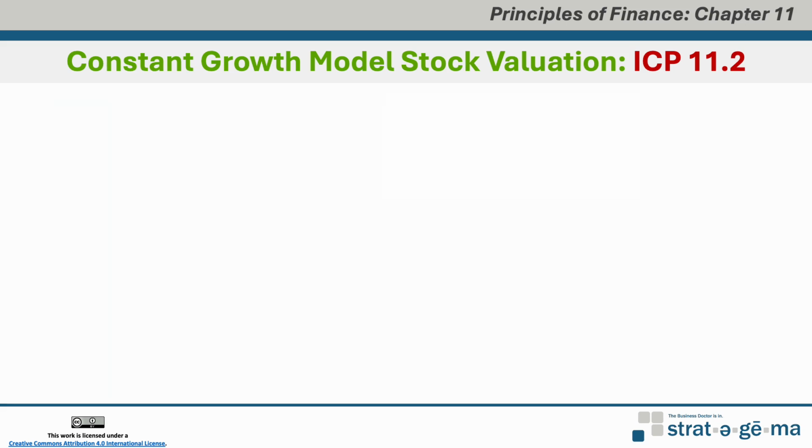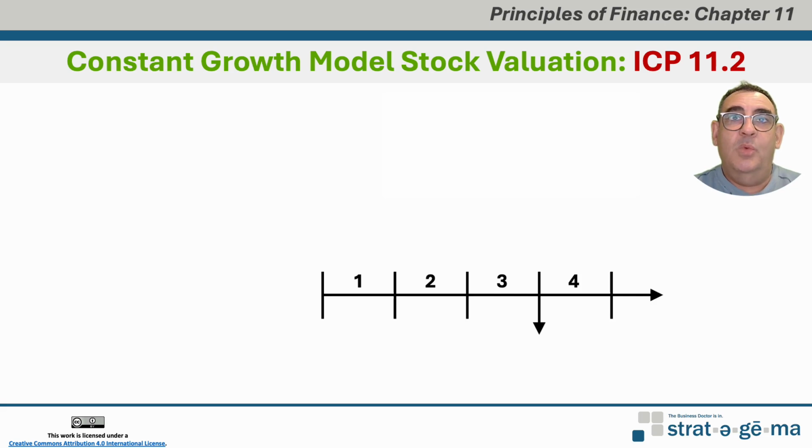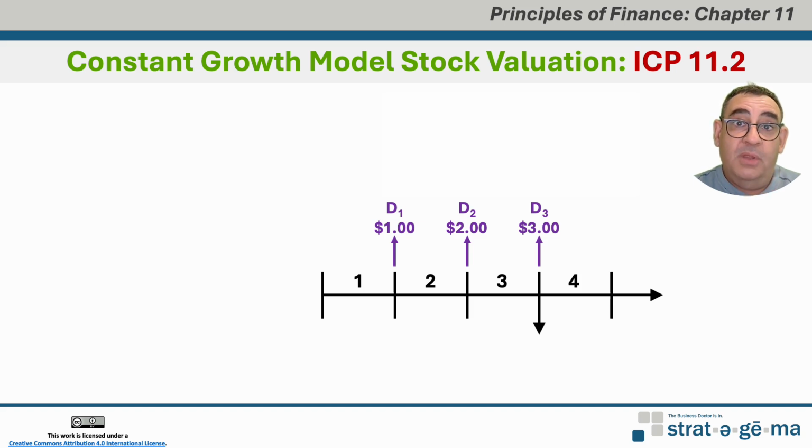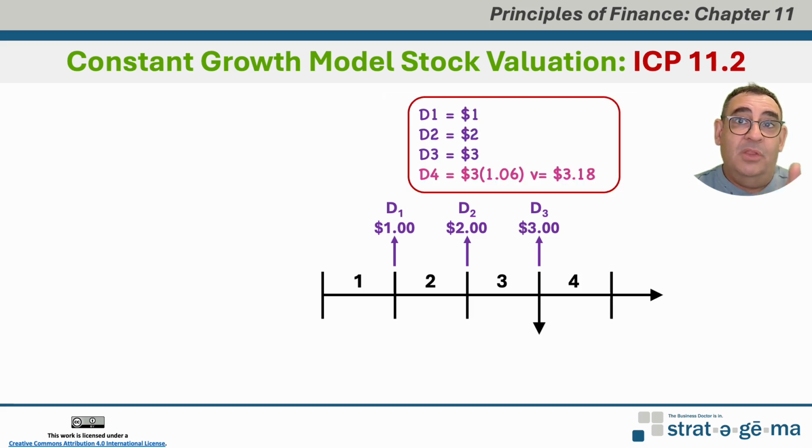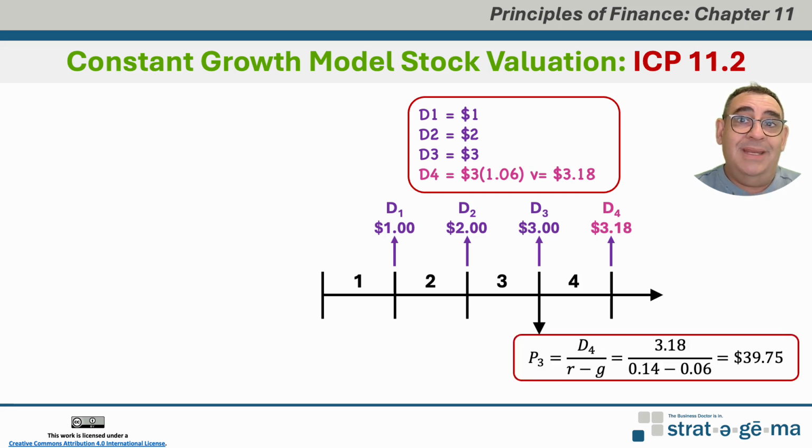Key, draw a timeline. Let's map our dividends. D1 is 1, D2 is 2, D3 is 3. I need to know D1, D2, D3, and P3 in order to figure this out. To figure out P3, I need to know what D4 is. So P3, the price of the stock at the end of year 3, is dividend 4, which is dividend 3 times 1 plus the growth rate. So dividend 4 is 3.18. So the price of the stock at the end of year 3 is a $3.18 dividend divided by the 14% rate of return minus the 6% growth rate. And that gives us $39.75.